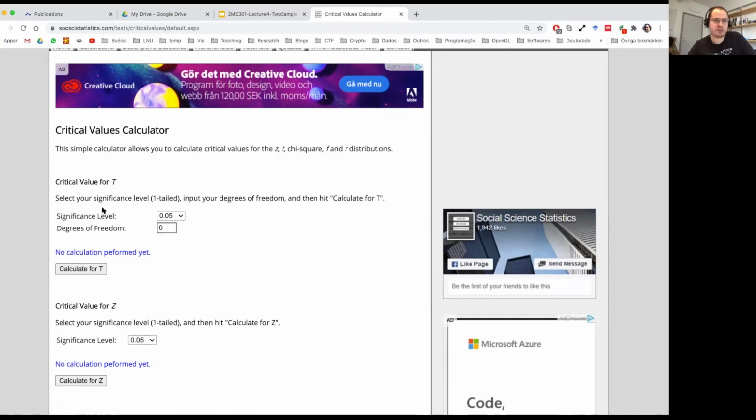So if I want a confidence level of 95, then my significance level is 5, right? However, remember that it says here one-tailed, right? So, you know, maybe I can, I would love to actually clarify this to you.